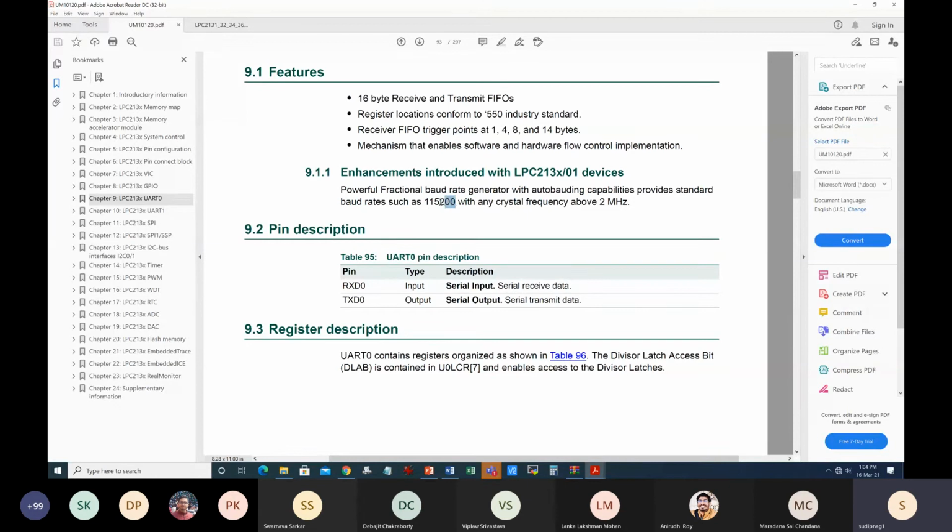115200, or sorry, 115.2 kilo baud is one of the standard baud rates, and this is basically also supported, and I think even higher baud rates are supported. But in such cases, there is a chance of error. I can explain to you separately why there is a chance of error beyond a certain frequency of operation.